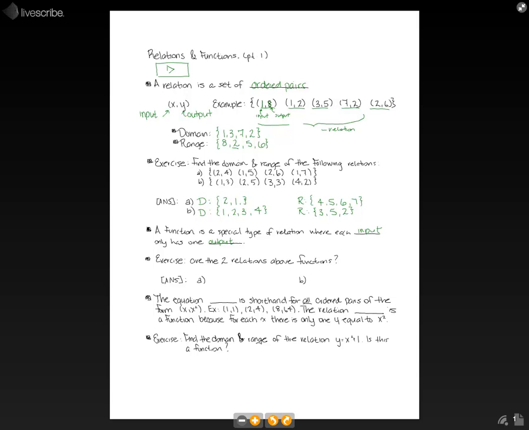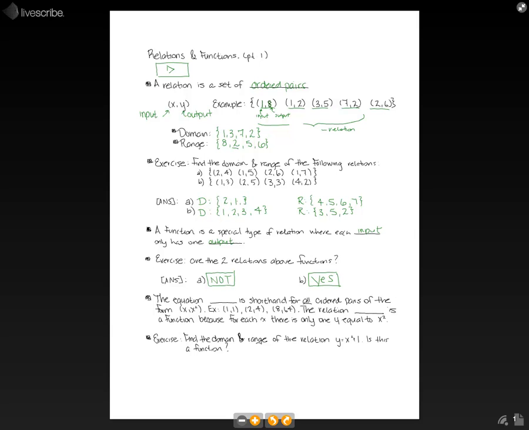A has 2 and 1 as inputs, and 4, 5, 6, 7 as outputs. And since there's not an equal number of inputs to outputs, it's not a function. For B, we have 4 inputs, and we have 3 outputs. And since each input has only one output, this is a function, because even though there's not an equal number, each input, so each 1, 2, 3, and 4, all have different outputs from each other. So this is a function.